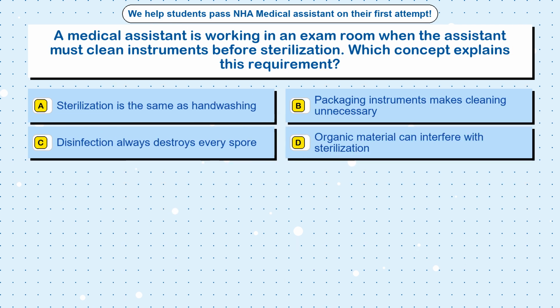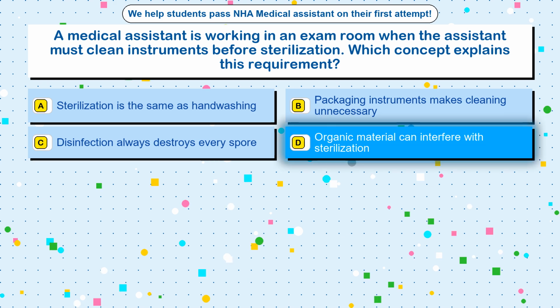Question 37. A medical assistant is working in an exam room when the assistant must clean instruments before sterilization. Which concept explains this requirement? Option A. Sterilization is the same as hand washing. Option B. Packaging instruments makes cleaning unnecessary. Option C. Disinfection always destroys every spore. Option D. Organic material can interfere with sterilization.